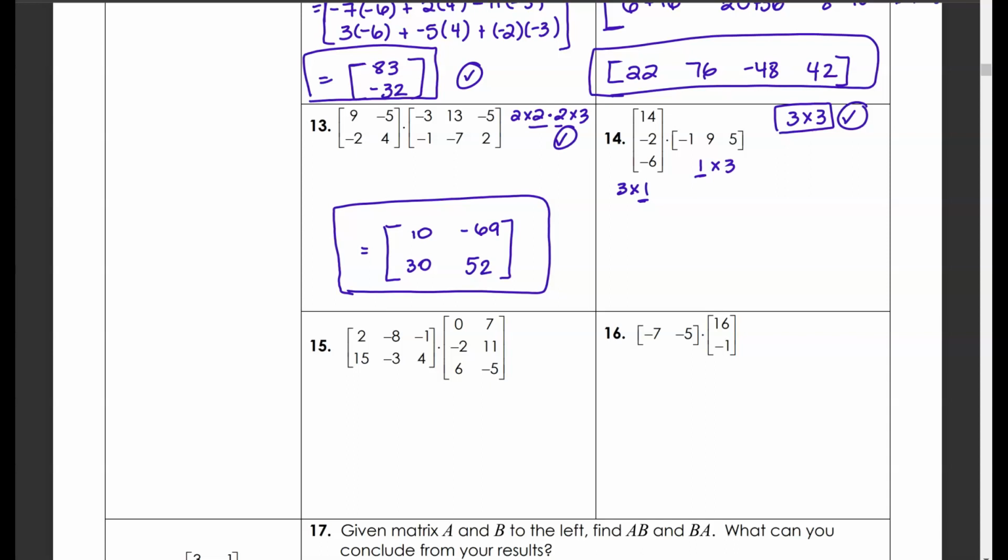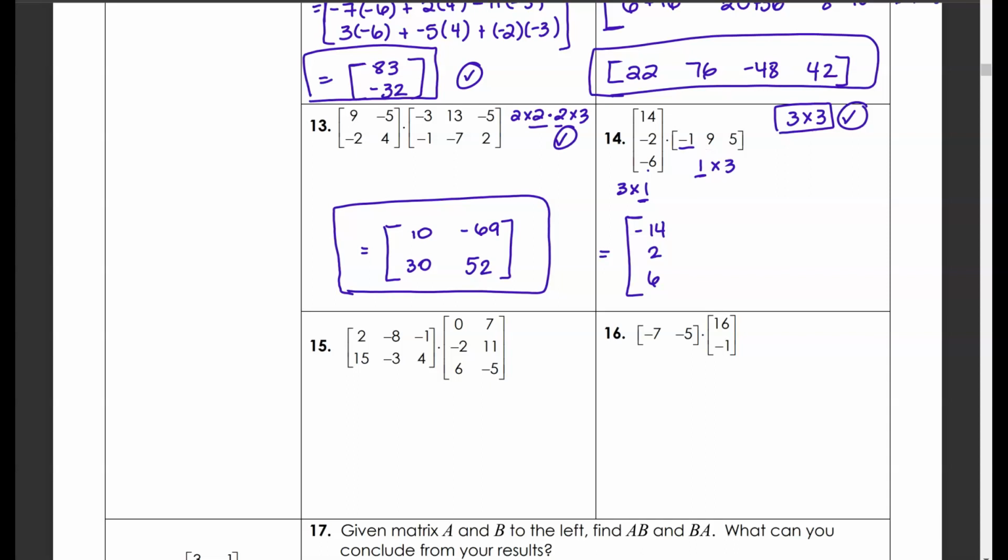So when we multiply, remember, we're going to go 14 times negative 1. So this time there's no addition because it's just a row by the column. So 14 times negative 1, that's going to give me a negative 14. Okay. Then I have 2 times negative 1, that's going to give me a positive 2. Negative 6 times negative 1, that gives me a positive 6. So now I'm moving over. So now it's this whole column, this row times that column.